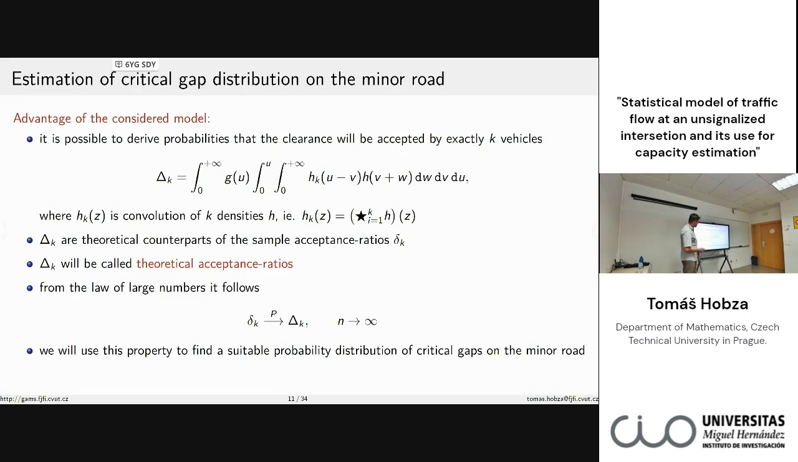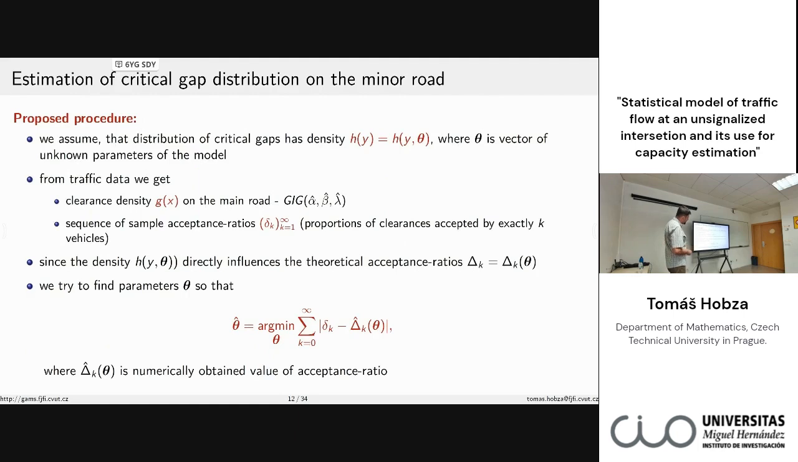This was empirically studied. So we can detect the density or the parameters of the density by trying to put this theoretical delta as close as possible to the empirically measured value of delta K. This is the idea. So we calculate the estimates of theta by this formula. We minimize the L1 norm of the two vectors: the observed frequencies or proportions and the theoretical probabilities. So this is one possibility how to look inside the head of the driver. In fact, we didn't find anything like this in the literature. This is the first time trying to look inside what is happening there.